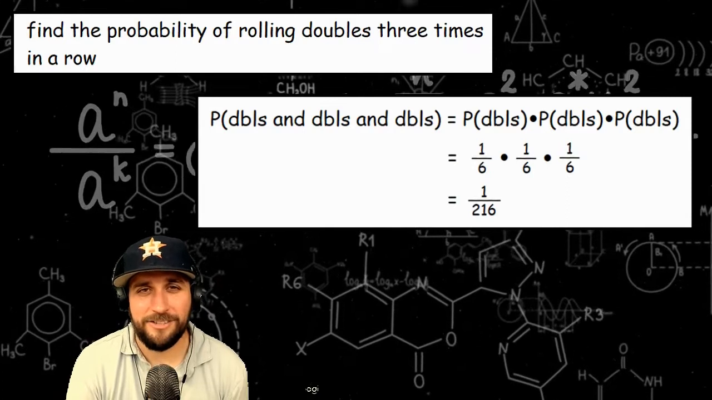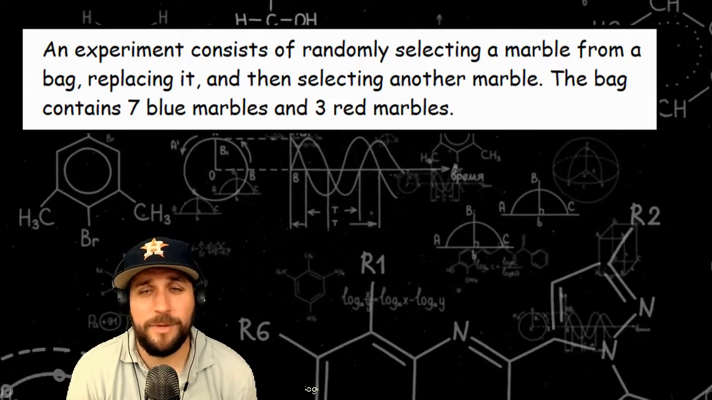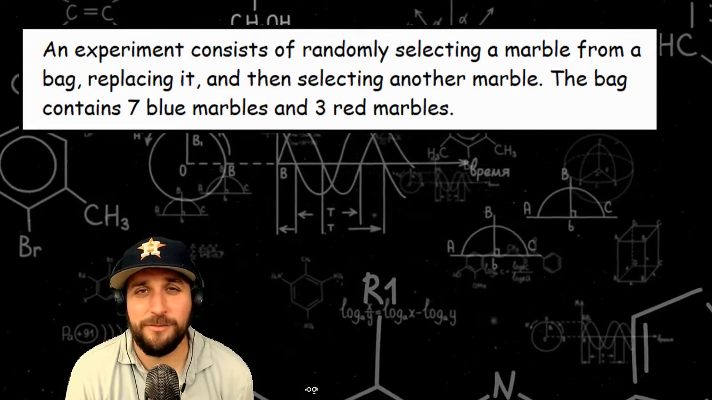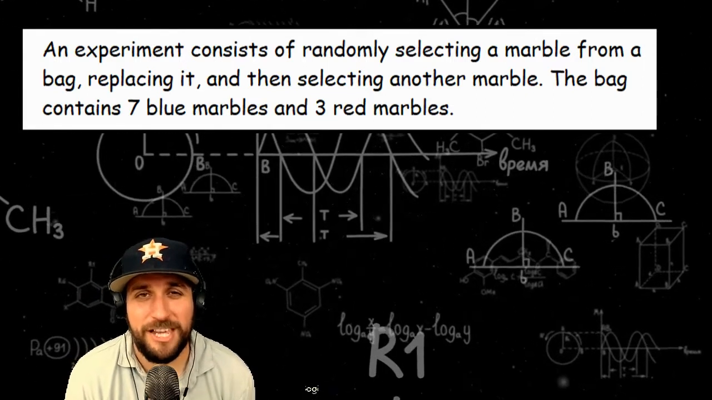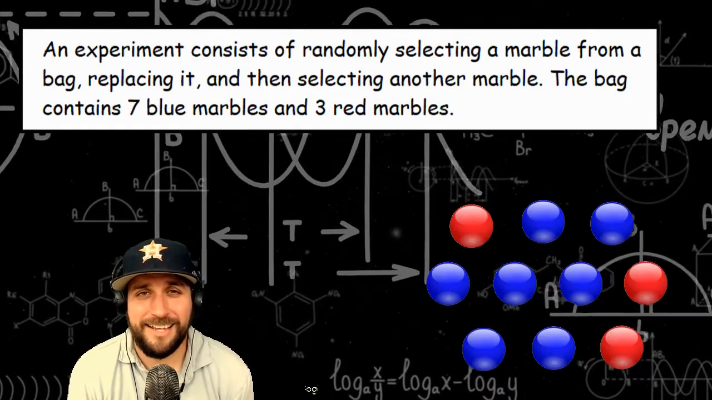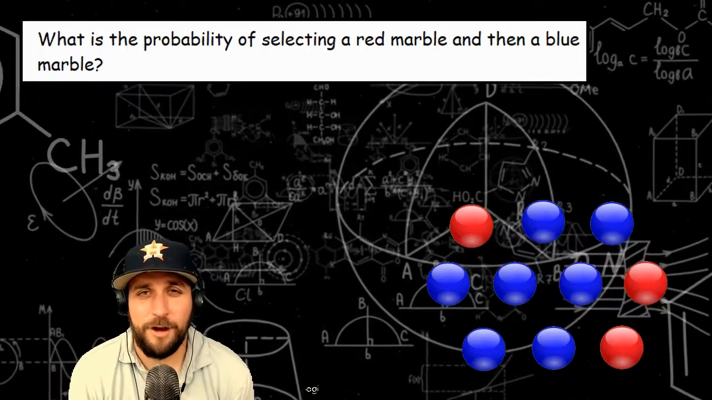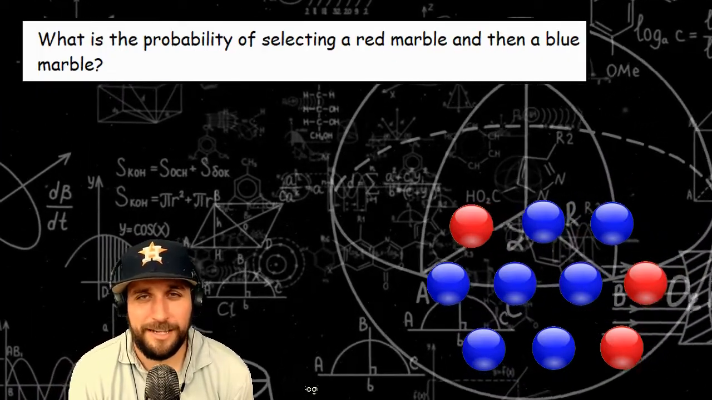So we get our answer of 1 over 216. Example B says that an experiment consists of randomly drawing a marble from a bag, replacing it, and then drawing another marble. It says the bag contains 7 blue marbles and 3 red marbles, and it asks us for the probability of drawing a red marble and then a blue marble.